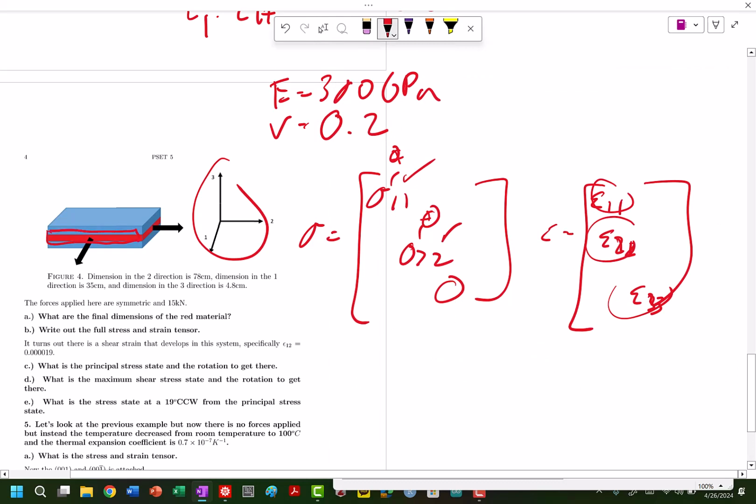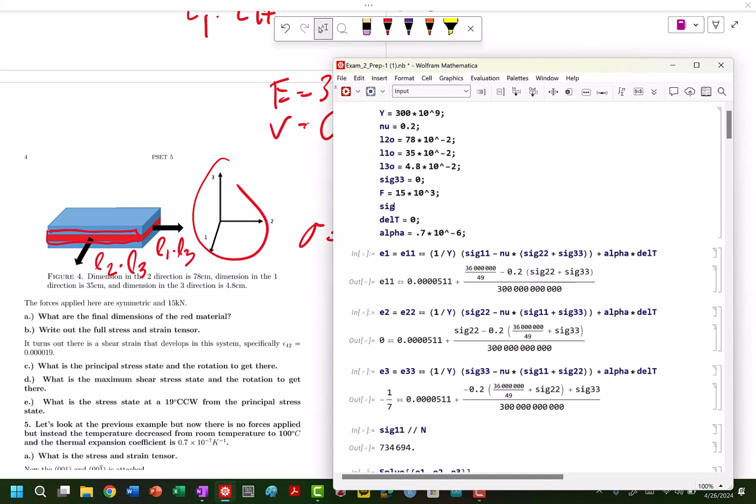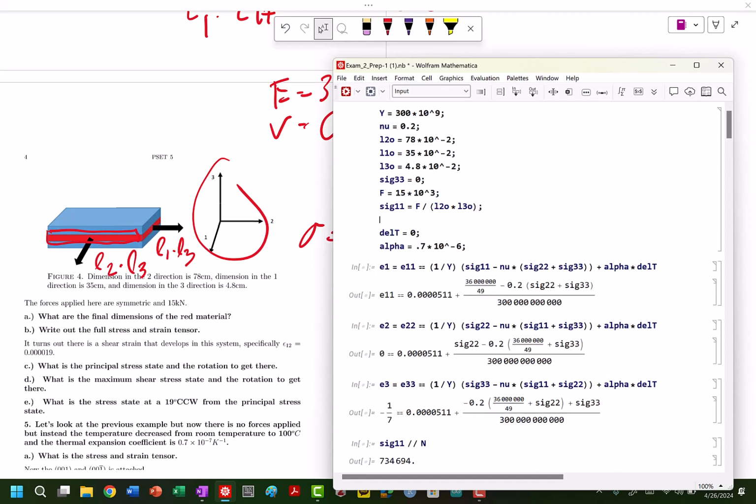this is acting on. So this is going to be L2 times L3. This here is going to be L1 times L3. So I need to divide those areas. So for example, my sig 1,1 is going to be equal to F divided by L2 naught times L3 naught. And remember, it's always cross-sectional area. Sig 2 will be equal to F divided by L1 naught times L3 naught.